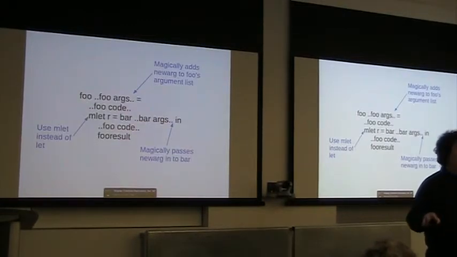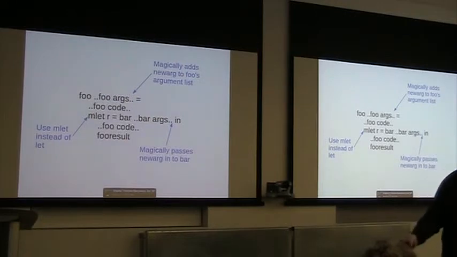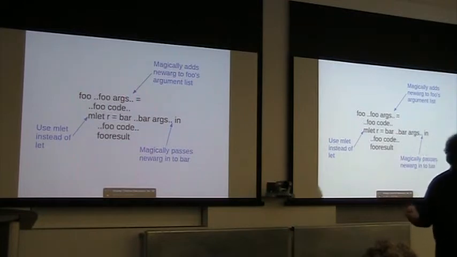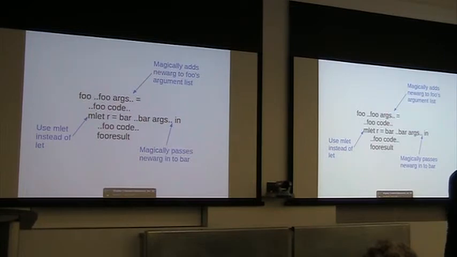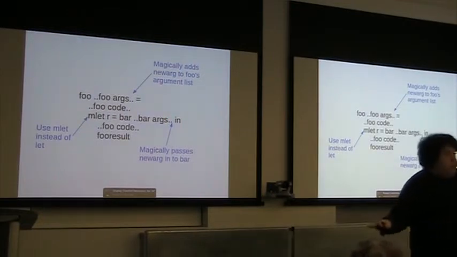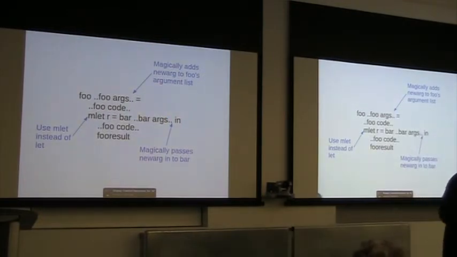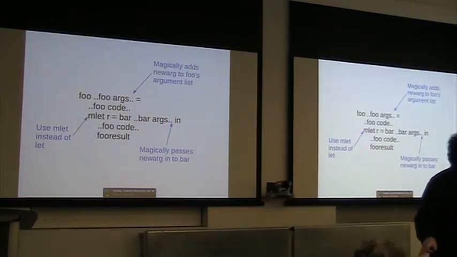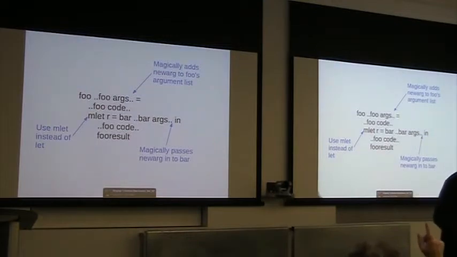And the magic let would just magically, without any intervention from us, automatically go, well, we've got the new arg, it has to be added to the argument list, so it'll just do that automatically, simply because you used mlet. And it will automatically pass the new argument into var here, simply because you used the mlet. So if we had our dream language, if we were unconstrained by what has actually been implemented, this would be how we would want to do it, I believe.